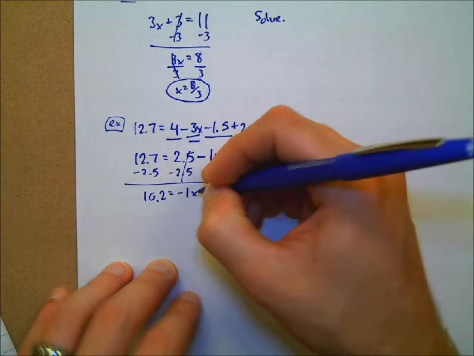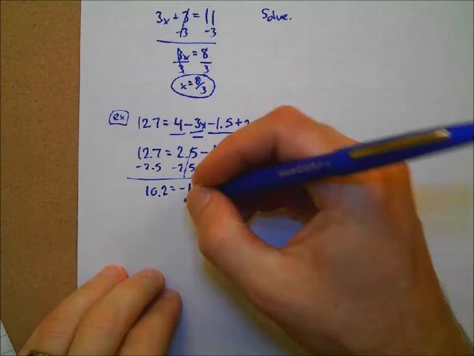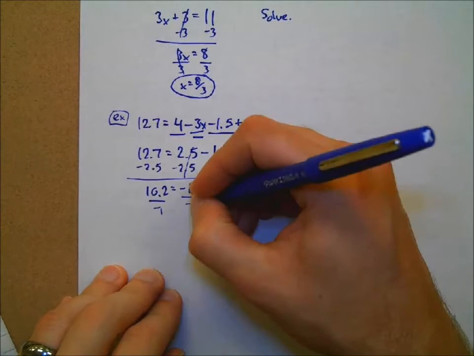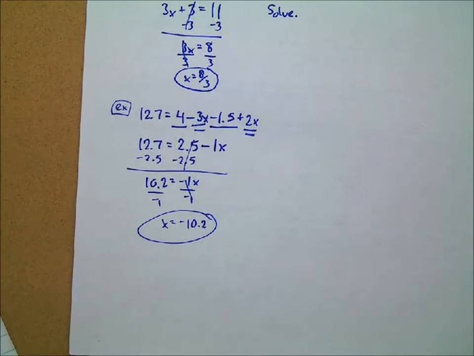Okay, you got it. And then, Catherine, you want to finish it off for us here? What's our final step right here? Divide by negative 1. There you go. Divide by negative 1. You got it. Get that x by itself. X equals then negative 10.2. Okay, just like that.